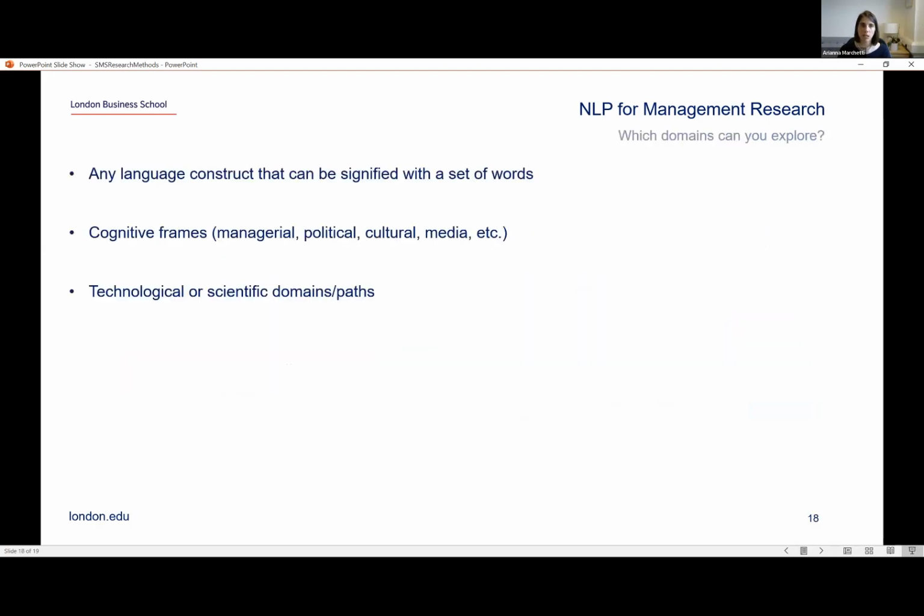I'm happy to explore this more in the roundtables and breakout rooms later, but well, sky is the limit, I think. I gave you the example of culture, but there is really a lot that can be explored with this. Pretty much, I would say, wherever you have a language construct that can be signified with a set of words, so pretty much always. I think it's very interesting to understand attention direction, cognitive frames, but also at a higher level of analysis to understand categories at the product and market and industry level, and to explore the evolution of domains like technology or science.